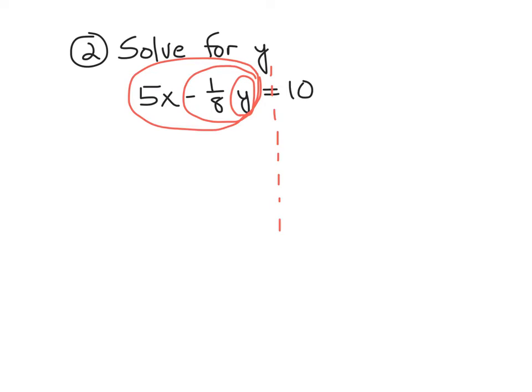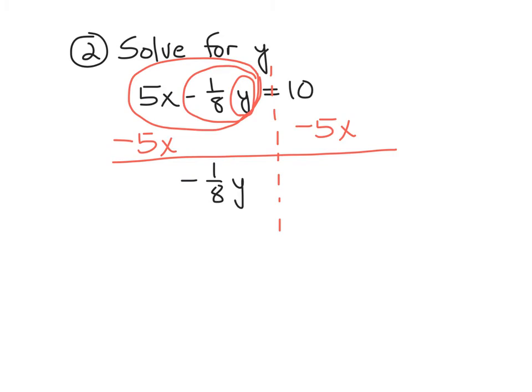Let us subtract 5x from both sides. Line up the like terms if you can. Sometimes there aren't any like terms. 5x minus 5x, that disappears, that's gone. We still have this negative 1/8 y. And on the other side, there is a 10 minus 5x. Those are not like terms, so you just write 10 minus 5x.